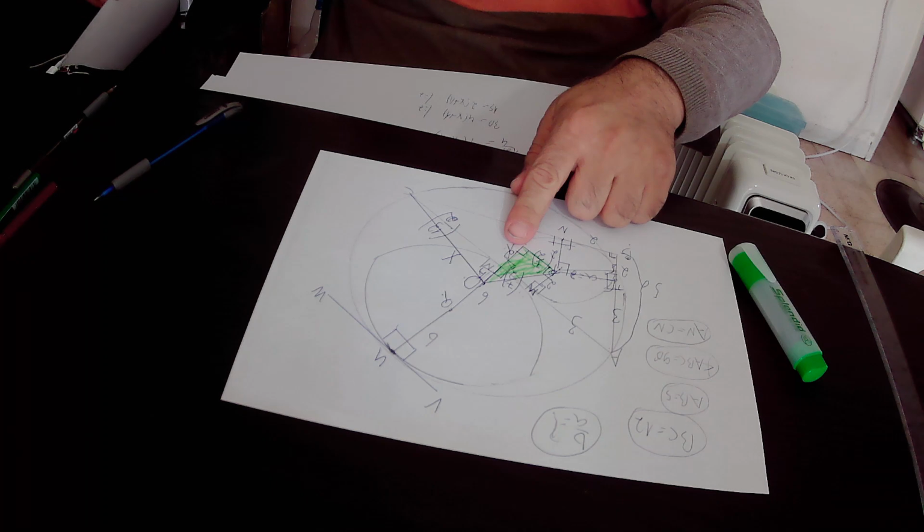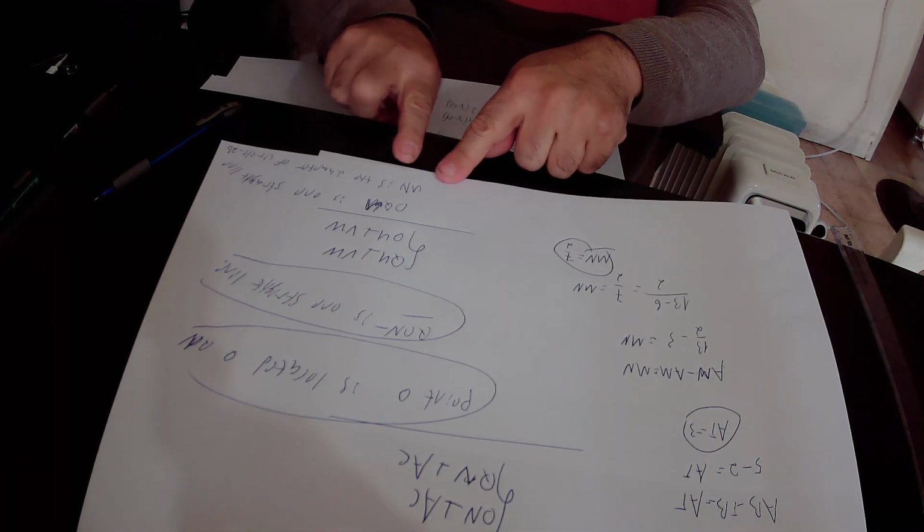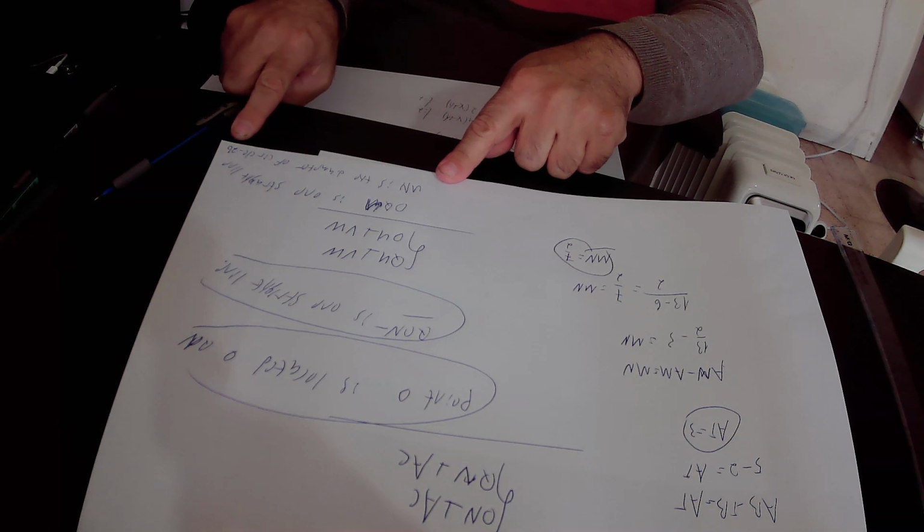I'll show here. NU is the diameter of the circle that is equal to 2b.